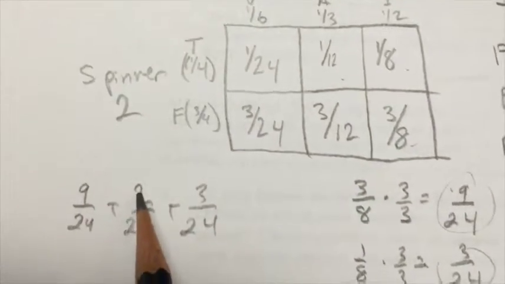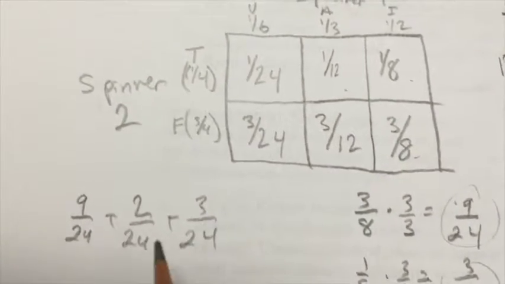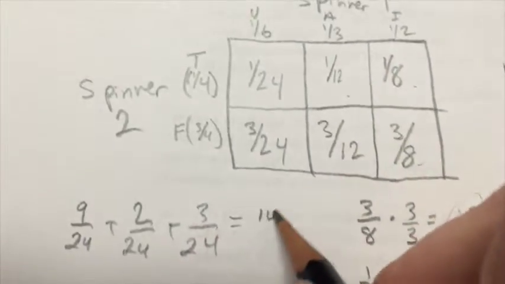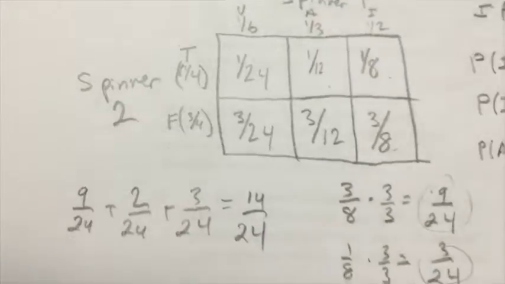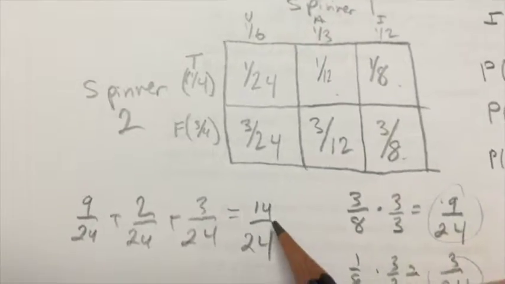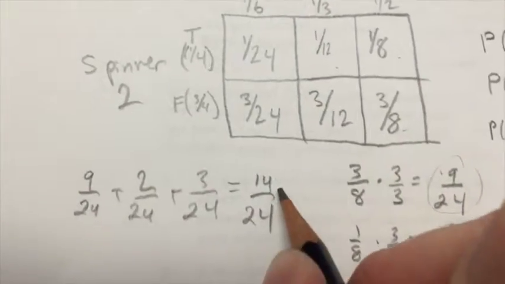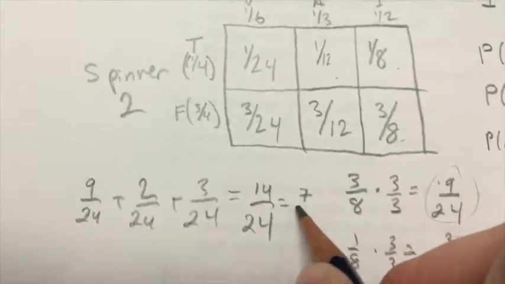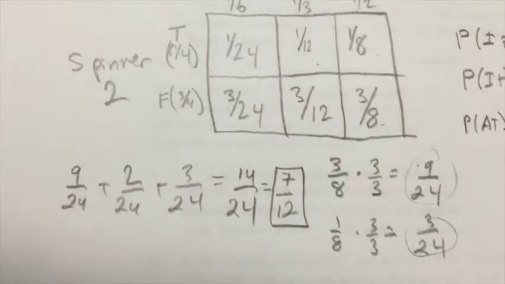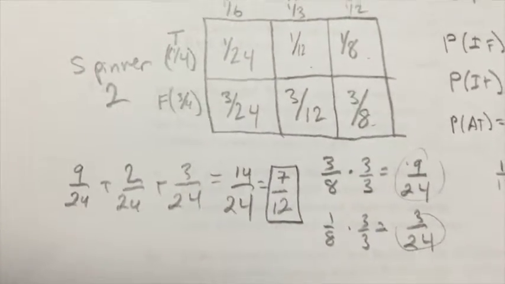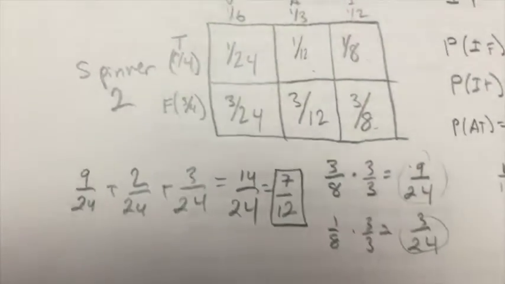So 9 plus 2 is 11. 11 plus 3 is 14 over 24. And 14 over 24 we can simplify that. Let's go ahead and simplify that. So 2 goes into both. So that simplifies down to 7 over 12. That is the probability of getting a word that works.